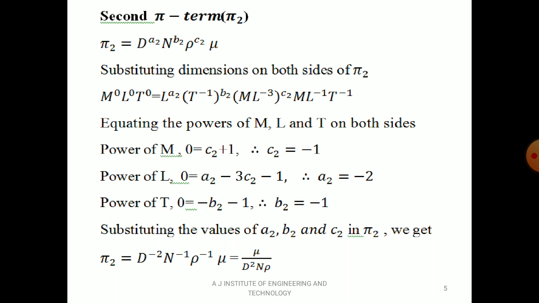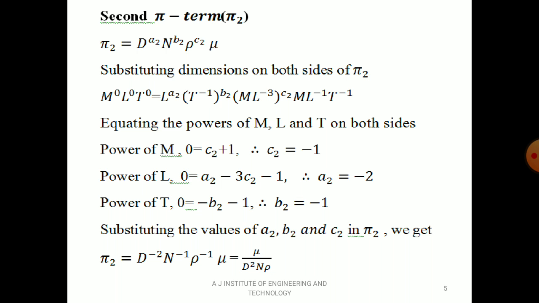Then we can substitute the values of a2, b2, c2 in pi 2. We get the value of pi 2 as d to the power minus 2 as the a2 value is minus 2, n to the power minus 1 as the b2 value is minus 1, rho to the power minus 1 as the c2 value is minus 1, into mu, or dynamic viscosity. So just rearrange to keep positive powers in numerator, take negative powers to denominator. So mu divided by d square n rho, or mu divided by rho n d square. So that's the expression for pi 2.